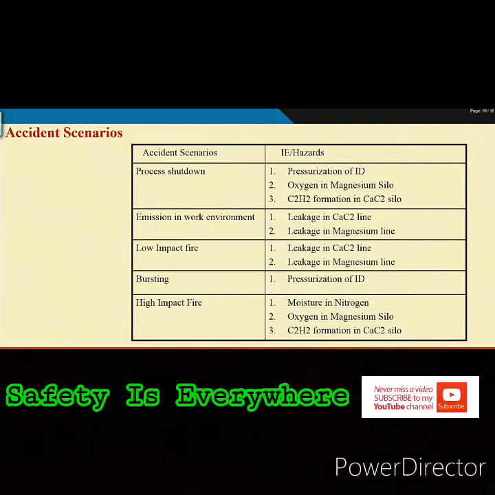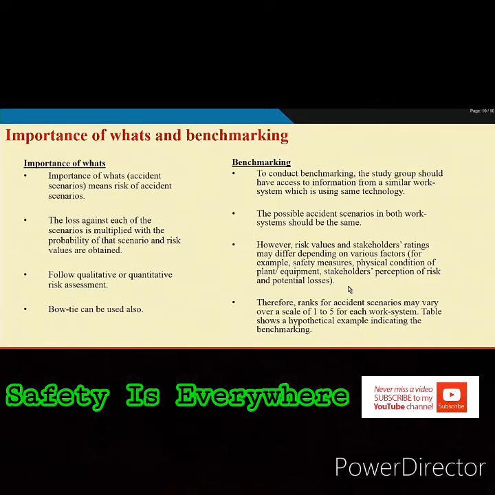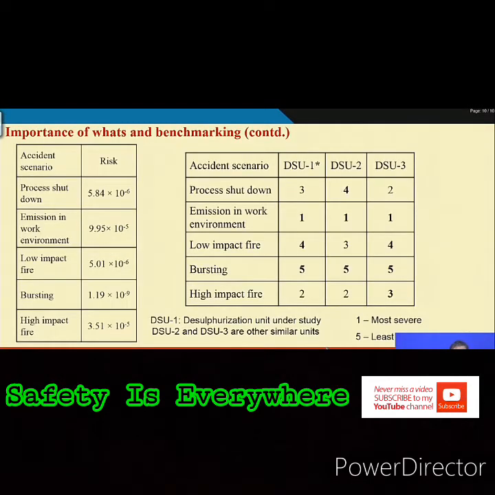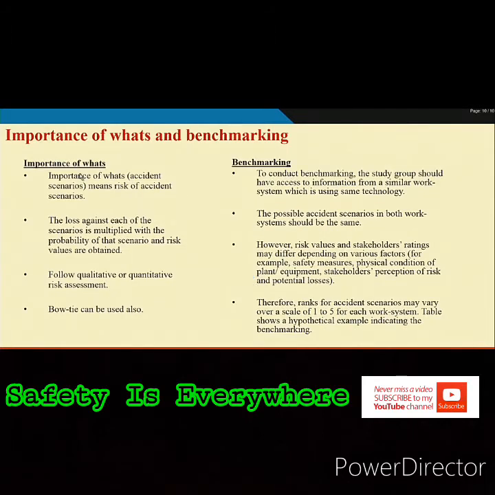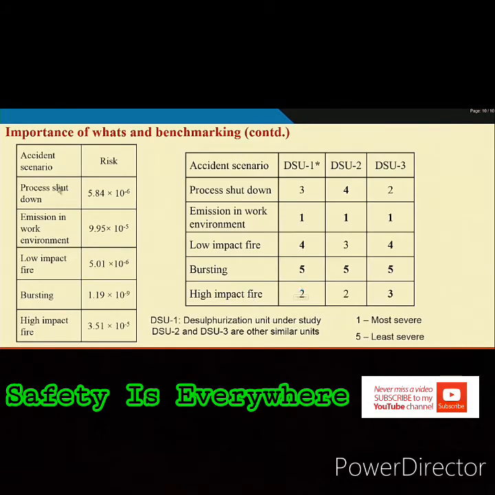So, now what do we want? We want to see how the hazard control hierarchy will be used. What is this? This is the accident scenario. Now, let us go to the next, importance measures. Once you know the scenarios, importance means what? Risk. So, let us compute risk.